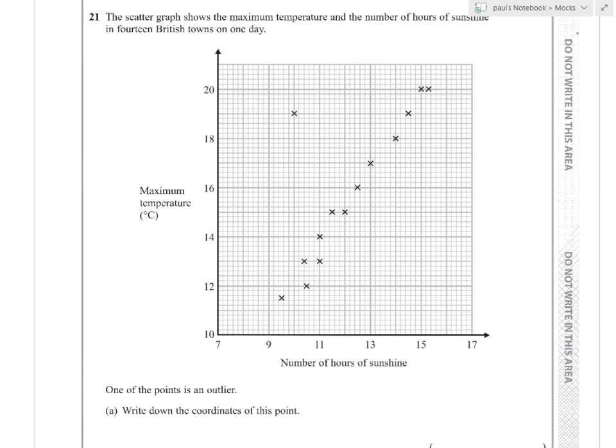A scatter graph shows the maximum temperature and the number of hours of sunshine. One of the points is an outlier. Oh well, it's this one here, isn't it? So what's the coordinate of that? It's 10 and 19. 10 and 19. So 10, 19 down there.